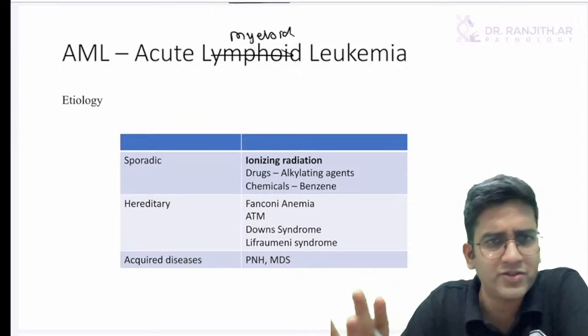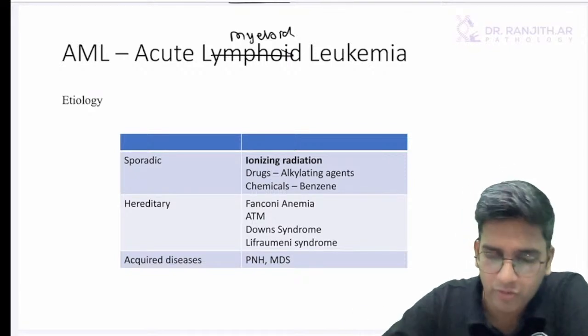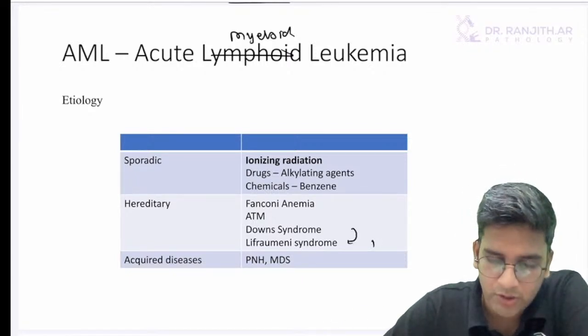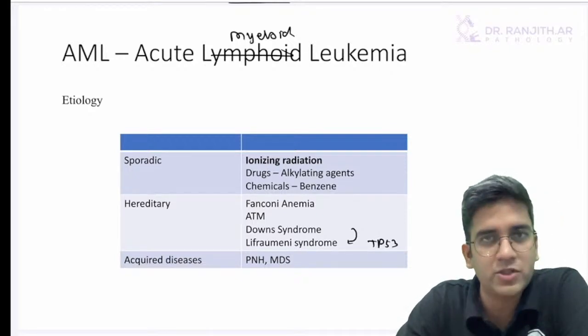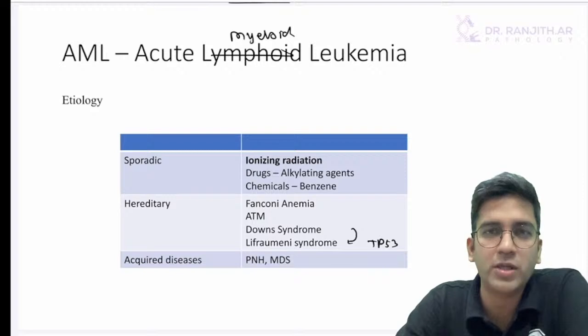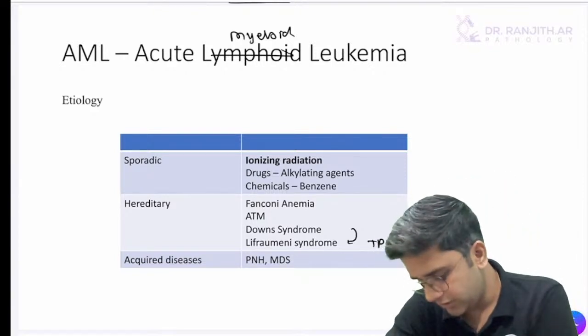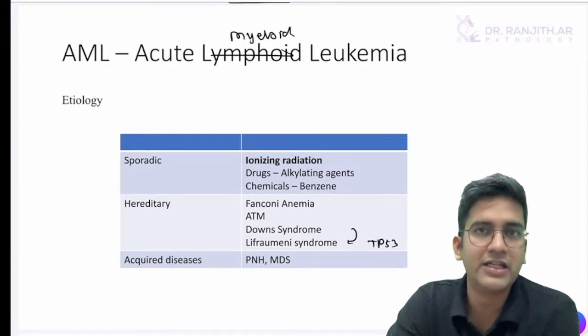Same ionizing radiation, same drugs, same benzene, Fanconi anemia, ATM, Down syndrome. I've added only one more thing, Li-Fraumeni syndrome. Which mutation? The TP53 mutation, right? P53 mutation, Li-Fraumeni syndrome can predispose to leukemia, most likely acute myeloid leukemia. Whenever a blast has an 11;23 translocation, it gives resistance to chemotherapy. So it's definitely a bad prognostic marker.